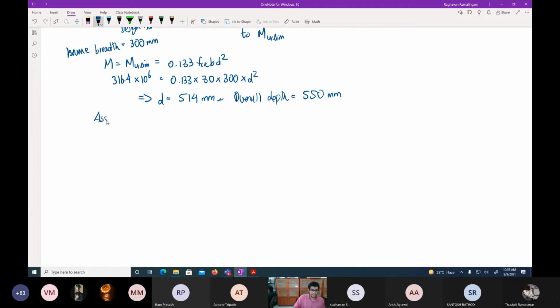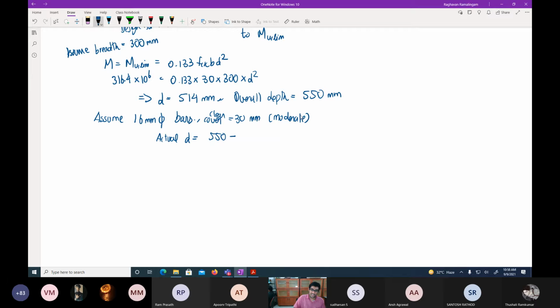Now let us assume that we use 16 mm bars. Then your actual effective depth would be 550 minus, let's assume cover, clear cover 30 mm for moderate exposure.